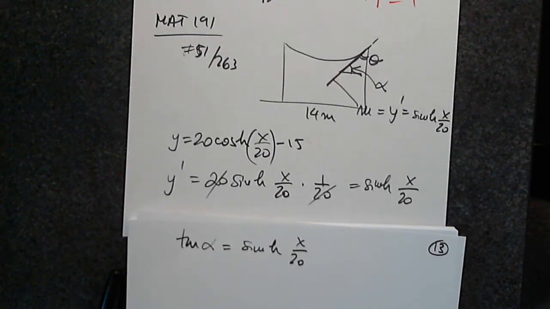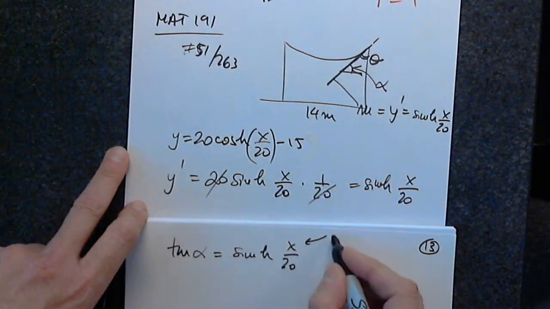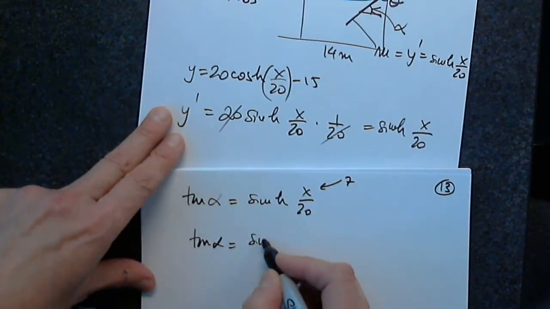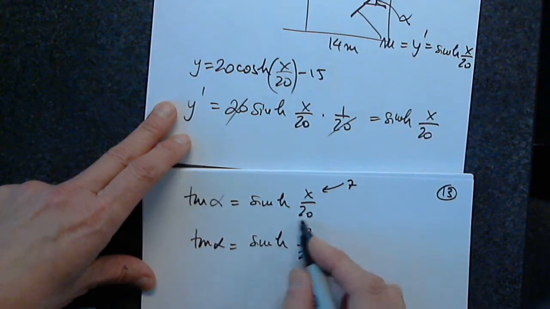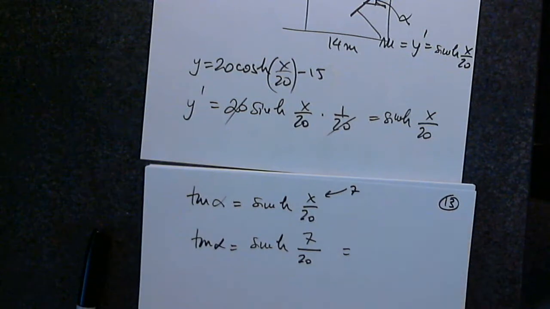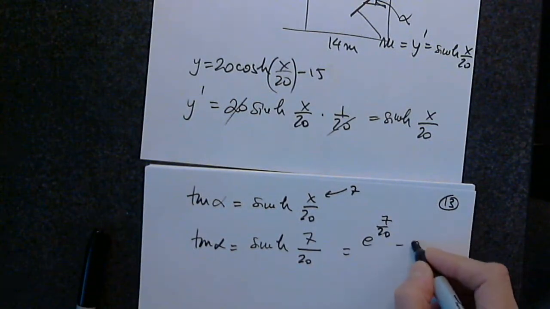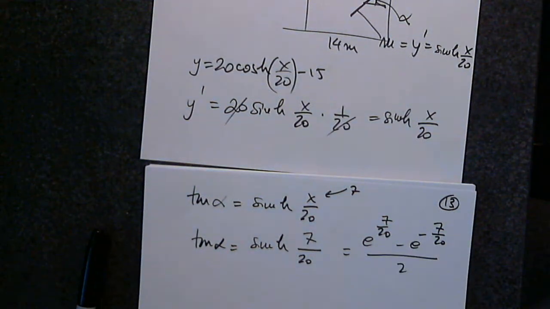Okay, a telephone line hangs between two poles 14 meters apart. So I forgot about the 14 meters. Now I see. So now we have to plug in 7. So tangent alpha equals hyperbolic sine 7 divided by 20. So I have to determine this number. If you don't have it in the calculator, it's the same thing as e to 7 over 20 minus e to negative 7 over 20, divided by 2. So you can either plug it in like that or find that number somehow. If you have hyperbolic sine in your calculator, just plug in 7 over 20, and tell me what you get. If not, I will plug it in here like that.